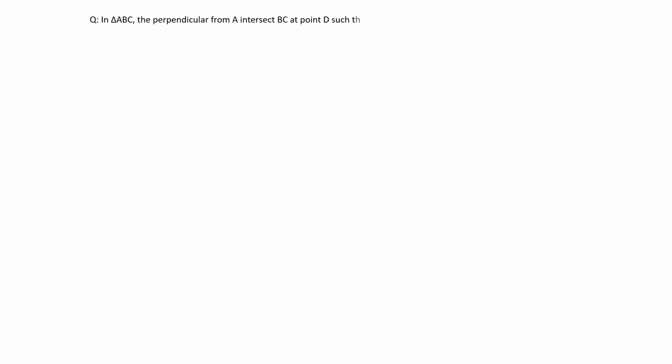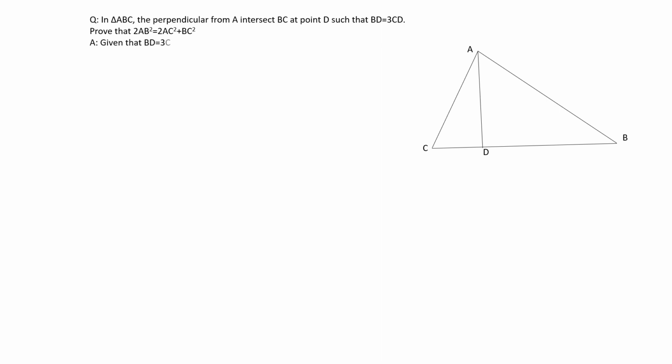In triangle ABC, the perpendicular from A intersects BC at point D such that BD equals 3CD. Prove that twice of AB square equals twice of AC square plus BC square. Let's draw the picture. Given that BD equals 3CD and AD perpendicular to BC. Now BC equals BD plus CD. So we can write BC equals 3CD plus CD, which equals 4CD, or CD equals BC by 4. So BD equals 3 by 4 of BC.